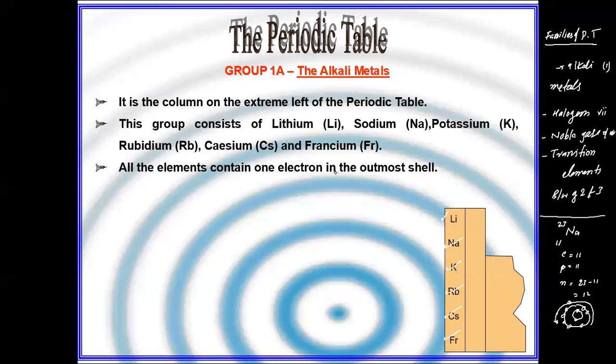Okay, now let's move ahead. All the elements contain 1 electron in their outer shell. Hope you understand, by the example of sodium. Now see, all the group 1 elements are very reactive elements. They are highly reactive. They are never reacted with the acids in the laboratory because their reactions are explosive.